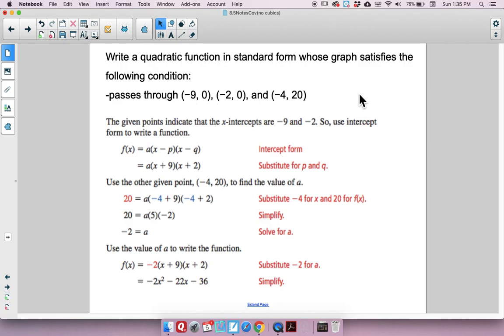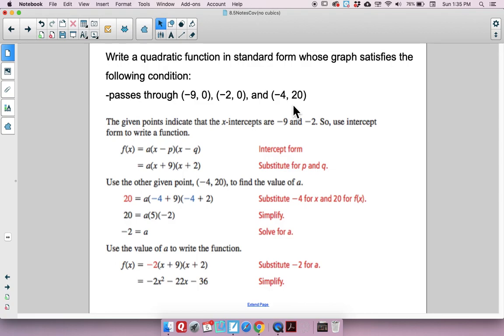All right. Here's one where we have 3 points. Notice 2 of these points are what? Hopefully you said x-intercepts, right? How do we know that? Because y is 0 for these two. And then this is just another point, okay?